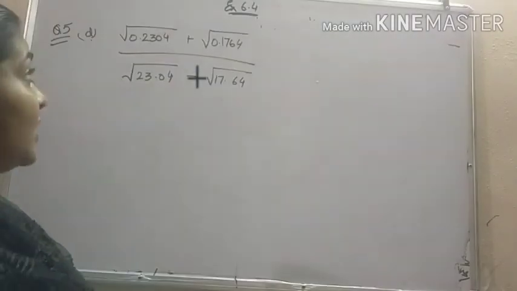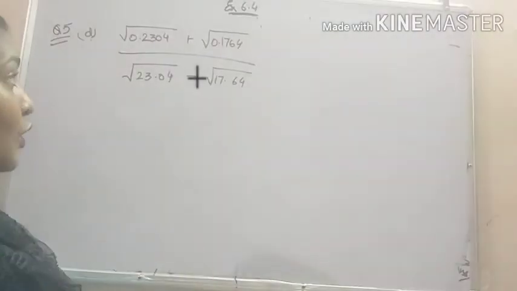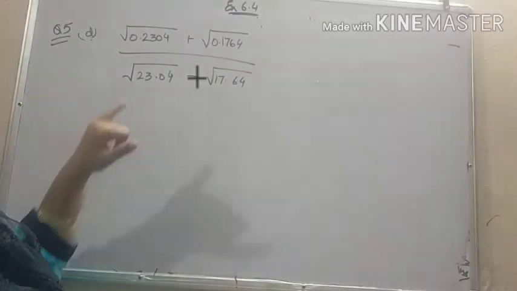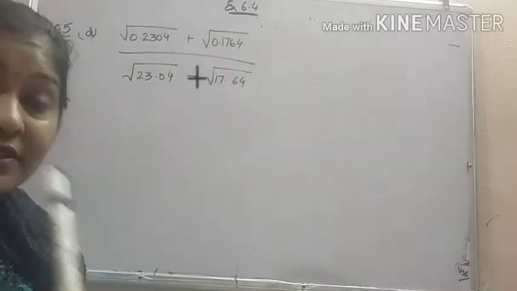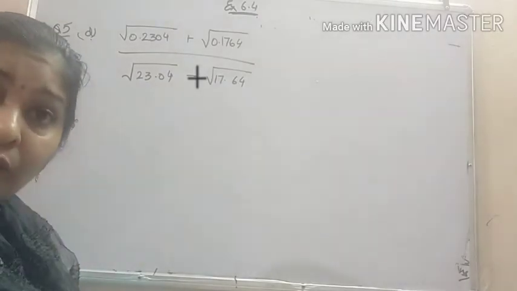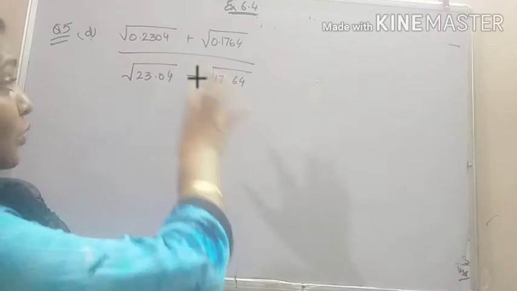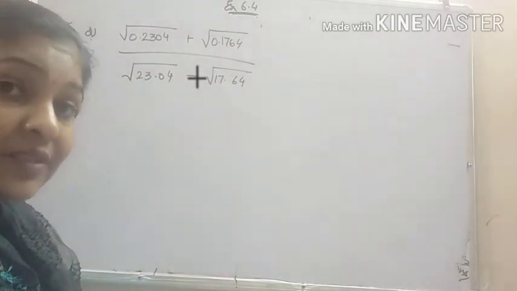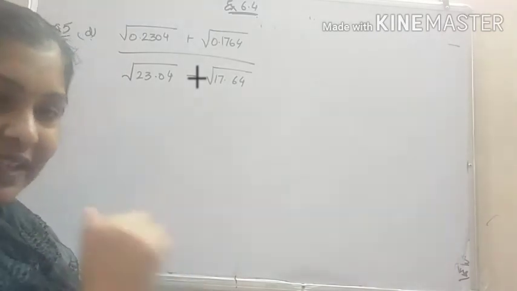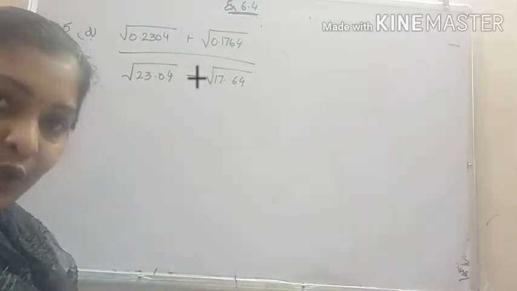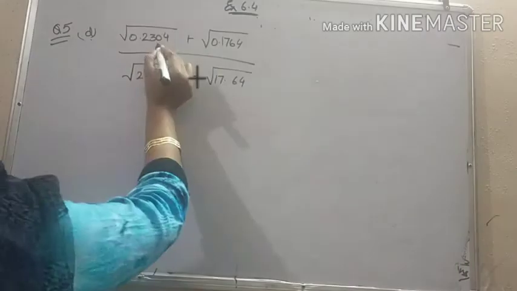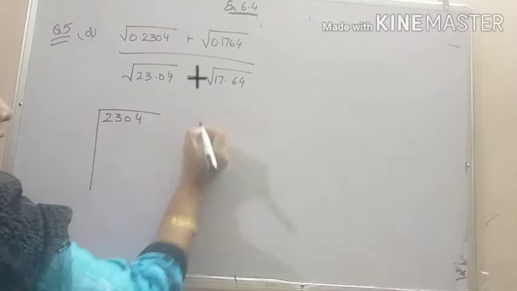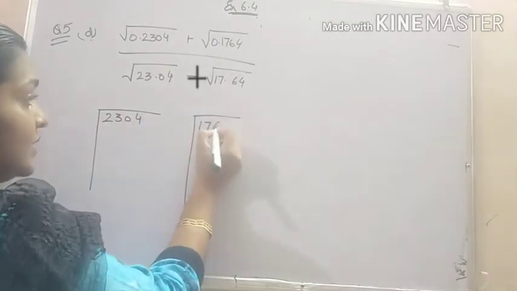Now look at this problem. Only two numbers are involved in it, 2304 and 1764. But the thing to be noted is that the decimal places are not the same. So what will you do? Will you find the square root of 4 different numbers or only 2? The answer is only 2. Now let's see how we will do it. We will just find the root of 2304 and 1764.